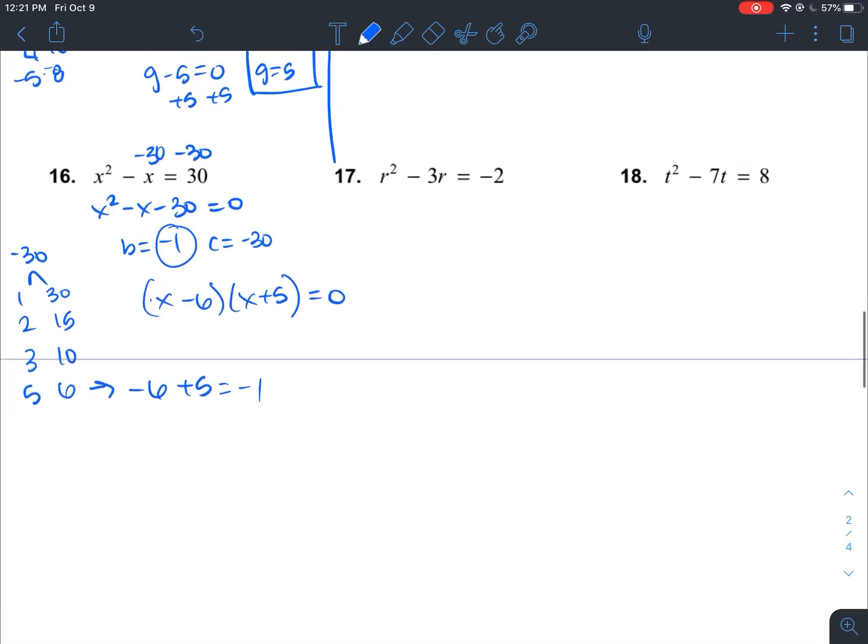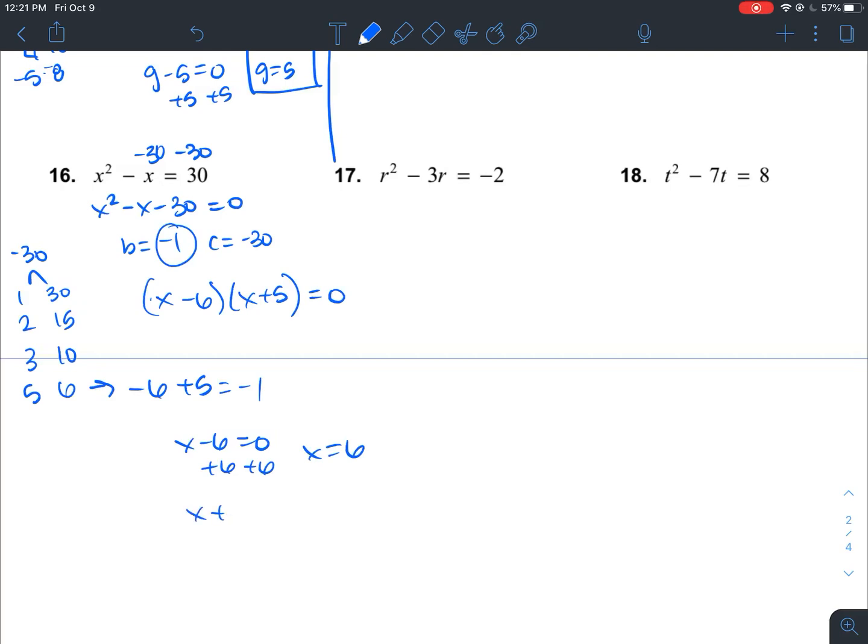So take both factors, x minus 6 equal to 0, so plus 6. So x is equal to 6. Take the other factor, set it equal to 0, so minus 5. X is equal to negative 5. And that's the solution. X equals 6 and x equals negative 5.